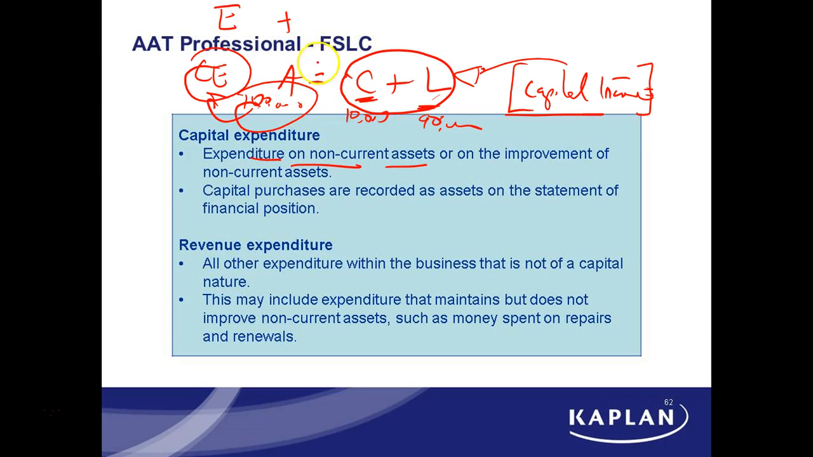So ultimately, that money that's first put into a business is what is used to buy the non-current assets. And of course, not just buying the non-current assets, but improving the non-current assets.